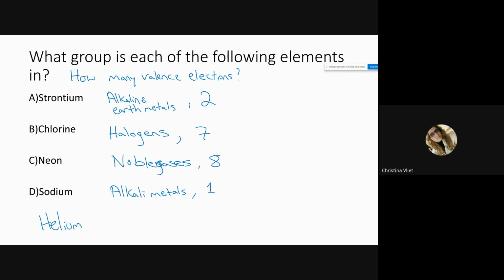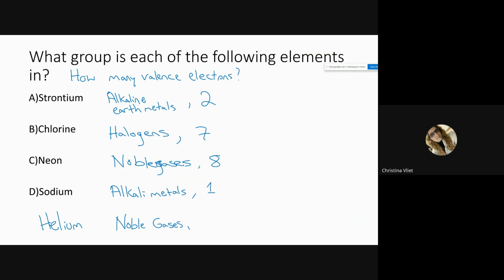Noble gases? Noble gases. How many valence electrons does it have? 8. The answer is 2. Although helium is in group 18, because it's in period 1, and because it is helium, it only has 2 electrons. It cannot have 8 valence electrons if it only has 2 electrons in total.